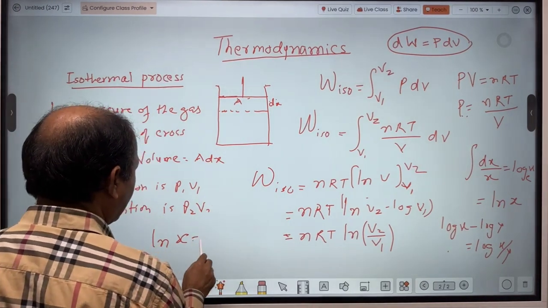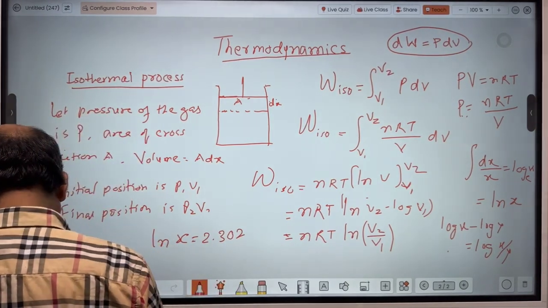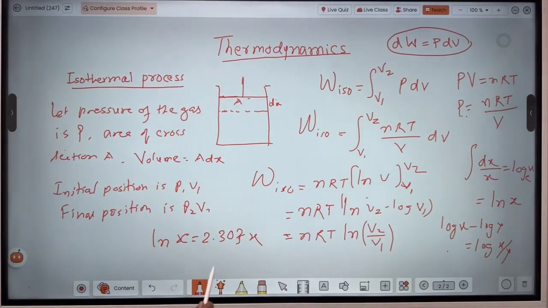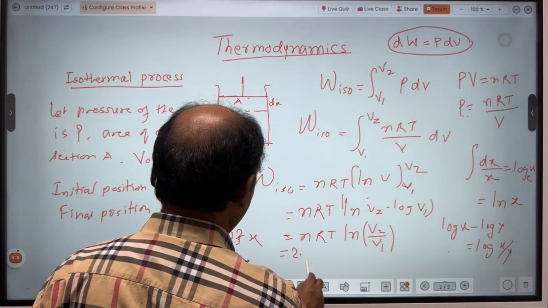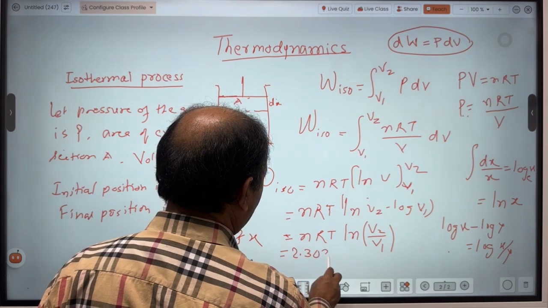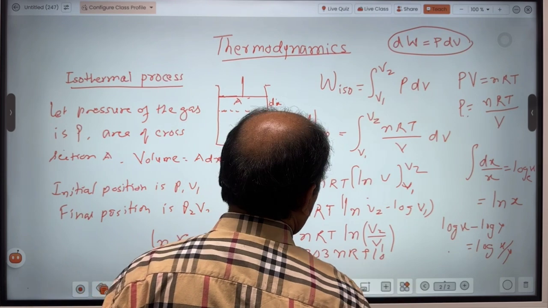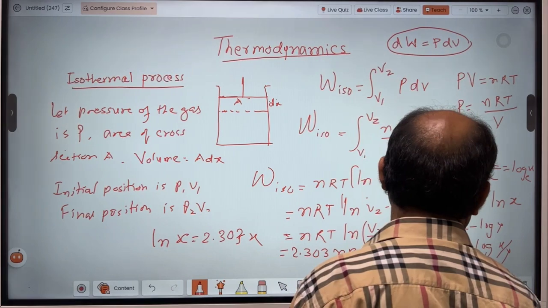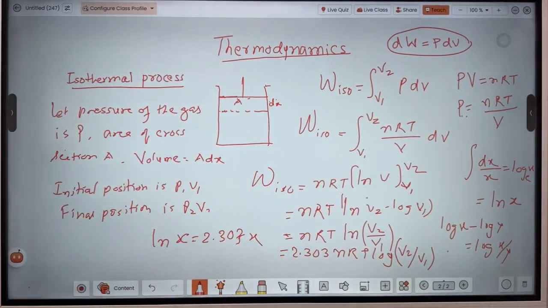So ln x equal to 2.303 log x. So we can change it, so it will become 2.303 nRT log V2 upon V1, right? So this is work done by isothermal process. I think you have understood.